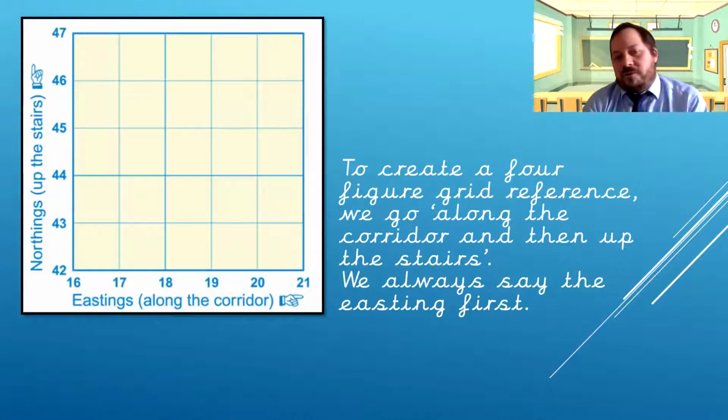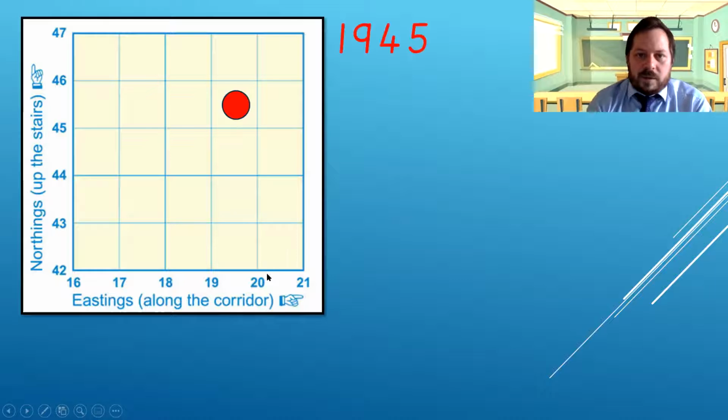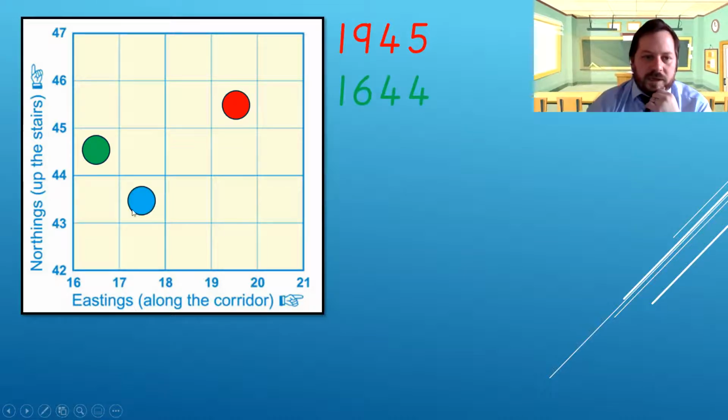So to create a four-figure grid reference, this is just to go through what we did before. We go along the corridor and then up the stairs, always starting with the easting first. So we go along the easting and then up the northings to find where we're at. And remember, it's always this bottom left-hand corner that we use to show the square that it's in. So this one would be 1945. This one here, we look in the bottom left corner. So we've got 1644. Then this one here, down to this corner here, 1743.